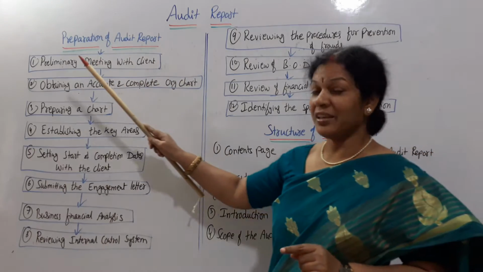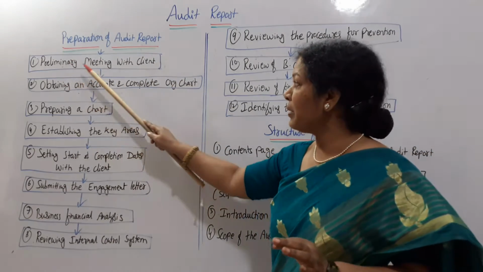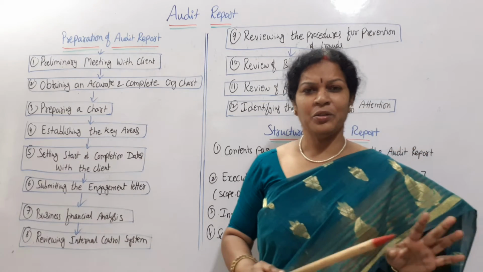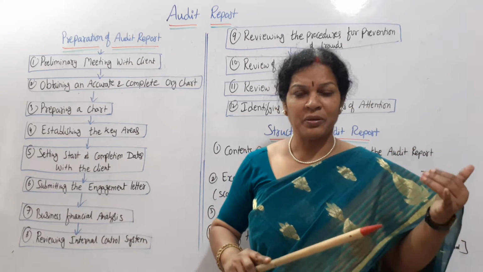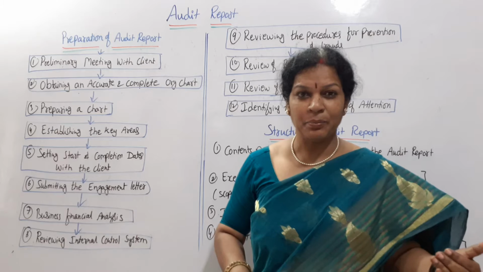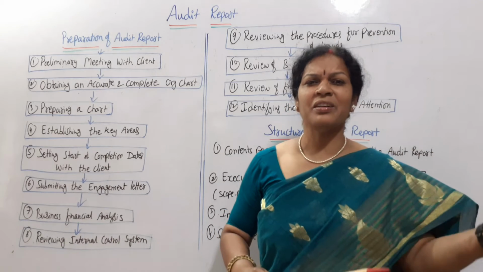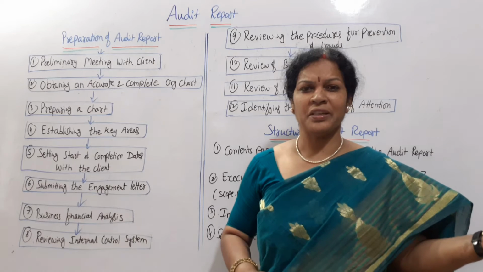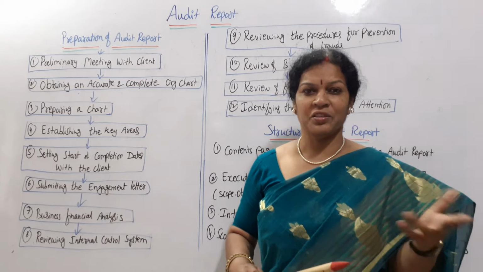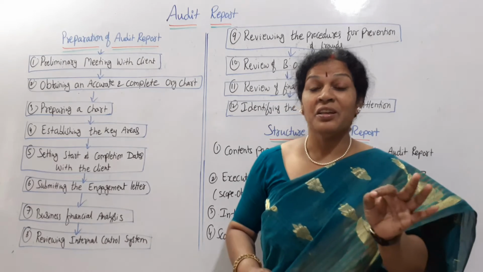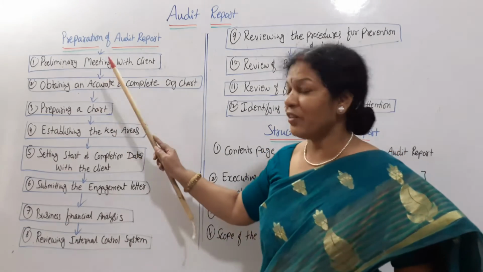First thing is that he has to go for a preliminary meeting with the client. Auditing is over. Now before writing the report, he has to meet the client to discuss the work he has done, how much time he has taken, and what important areas he found. A preliminary discussion with the client. This is the first step.